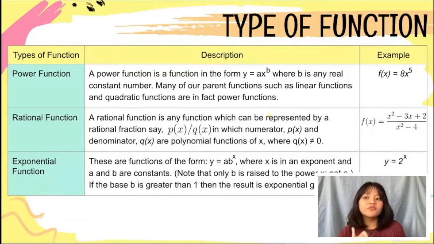Next one, we have power function, rational, and exponential function. When we say power function, it is in the form y equals ax raised to b, where b is any real constant number. So pag may power siya or pag may exponent siya na real number, it's a power function. Next one, rational function can be expressed by the rational fraction p of x over q of x, where q of x is not equal to 0. So that's a given example there. Later in our discussion with general mathematics, we're going to dive deeper into this rational function and also along with exponential function and yung iba pang functions na binabanggit ito.